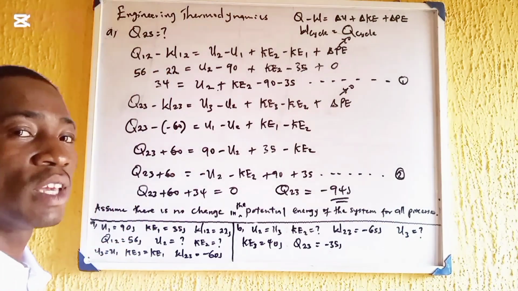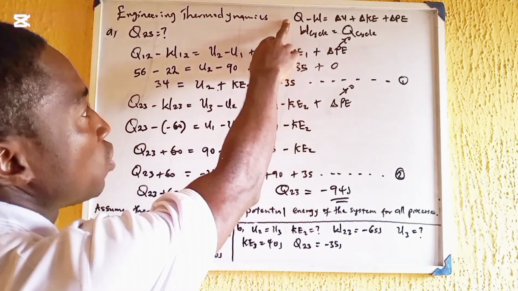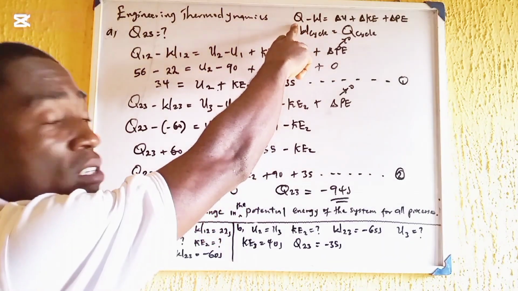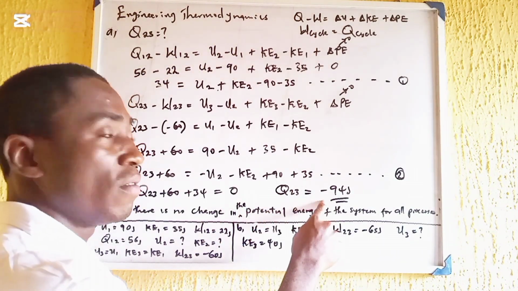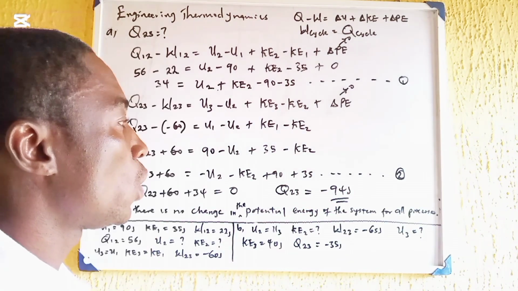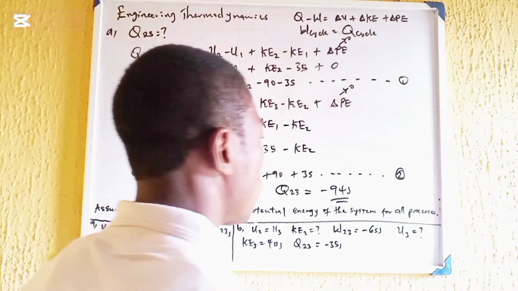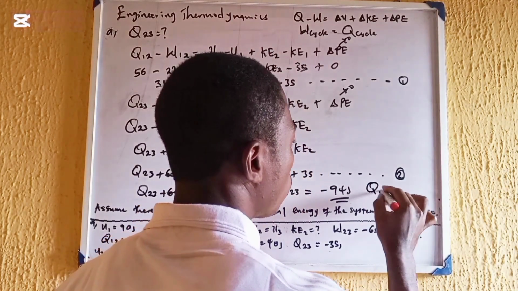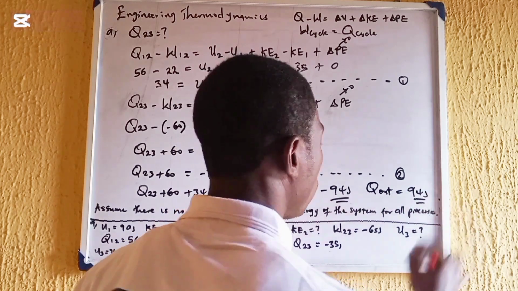Remember, we're required to get heat lost or received by the system. The energy balance equation says Q is heat received by the system. Then Q23 is the heat received by the system, which is minus 94 joules. So in other words, we can say that the system lost 94 joules of heat. So Q out is equal to 94 joules.